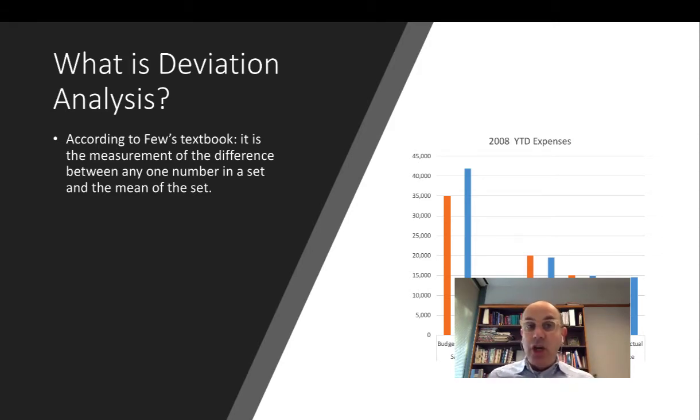So what is deviation analysis? According to our textbook, it is a measurement of the difference between any number in the set and the mean of the set. For example, he provided an example of sales versus marketing versus operations versus engineering and finance, and he gave us 2 sets. One is the mean and one is the actual money that they have in the account.